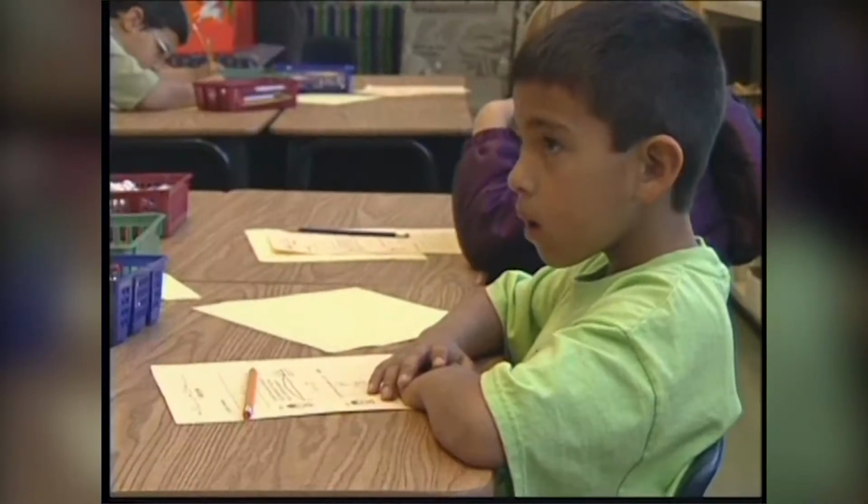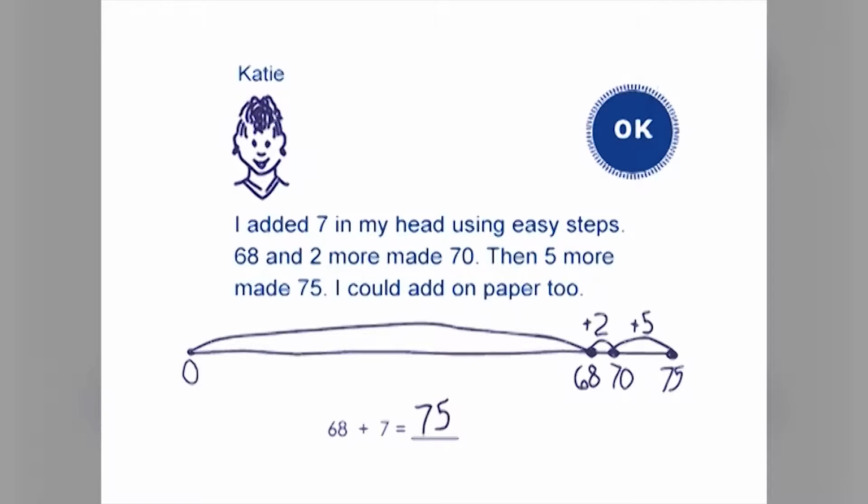Okay, we have our starter problem at the top. Right below that, we see Katie. And Katie's response says, okay. Katie said, I counted up in easy steps in my head. So 68 and 2 more made 70. Then 5 more made 75. And then she said, I can add on paper too.